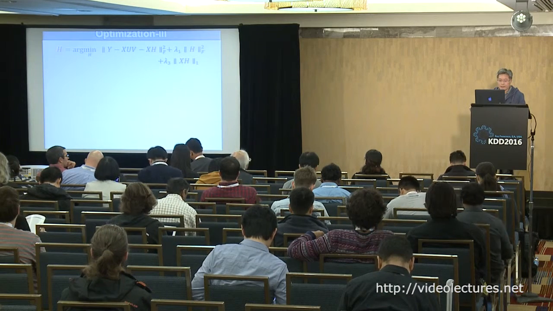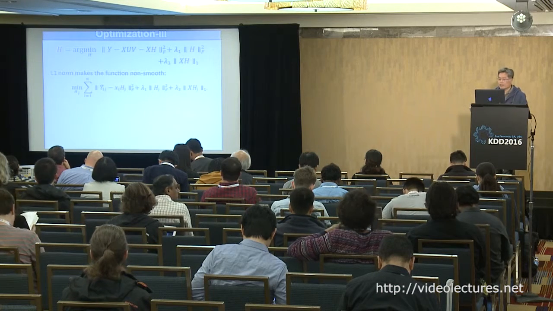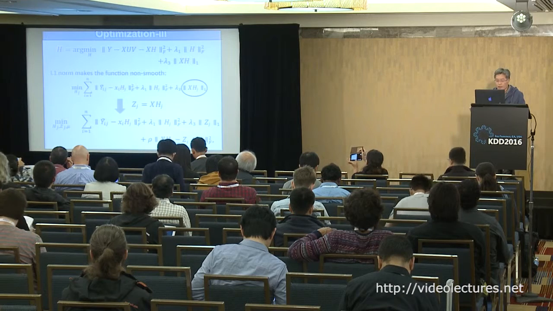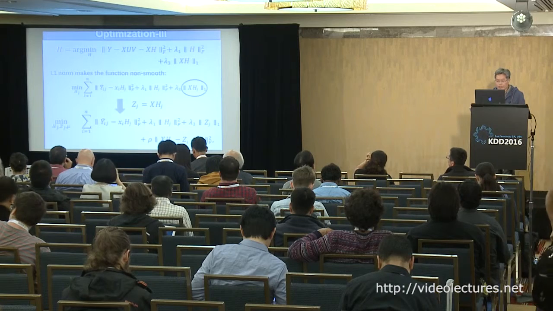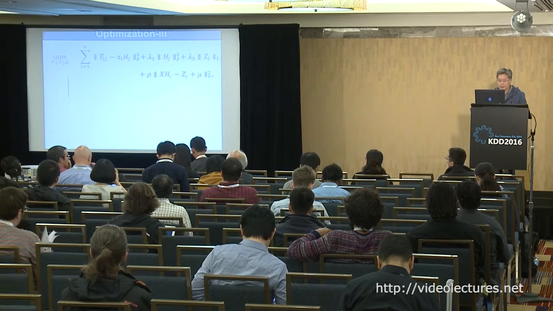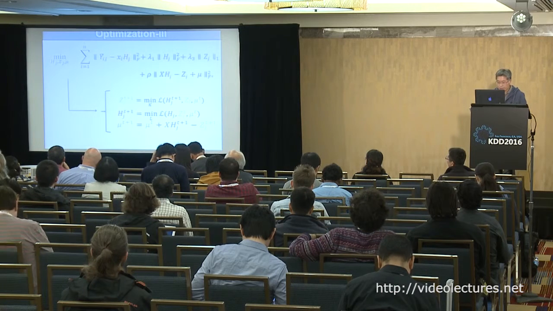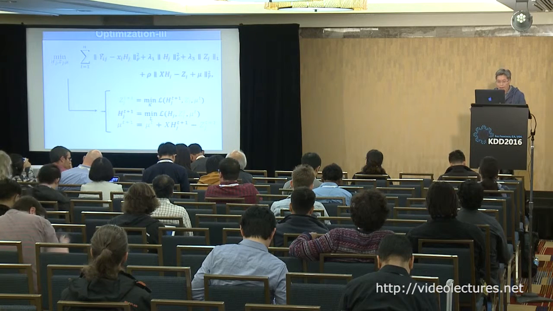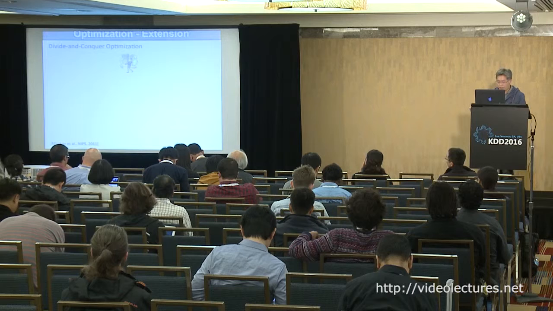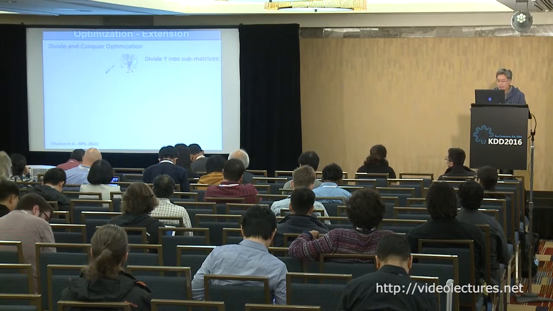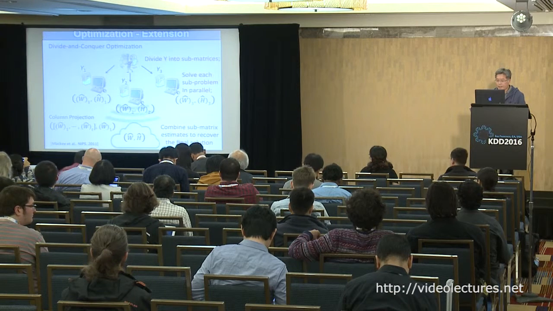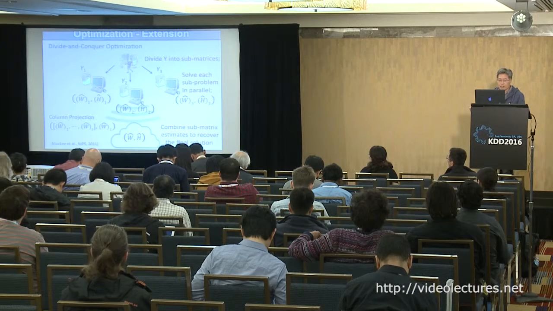To optimize H, because the L1 norm makes the function not smooth, it's challenging. So we add 2 auxiliary variables, Z and mu, with Z replacing XH. So we get three sub-problems. To further improve the scalability of our algorithm, we use the divide and conquer optimization method. Divide Y into submatrices and solve each sub-problem in parallel, and combine submatrix estimates to recover the final solution using column projection.